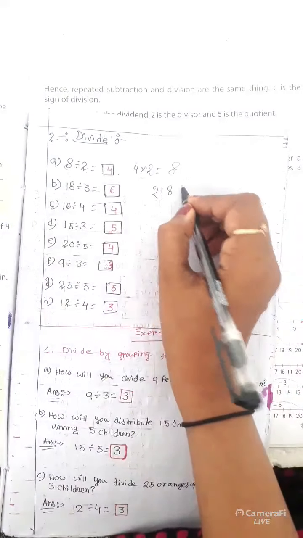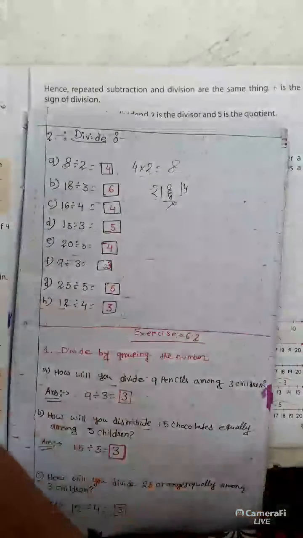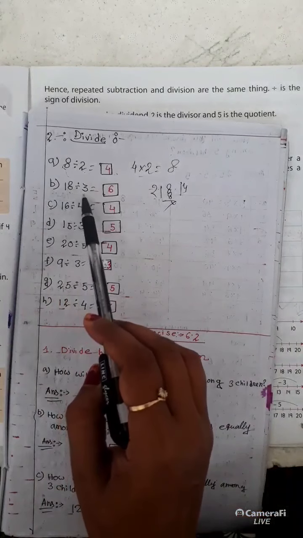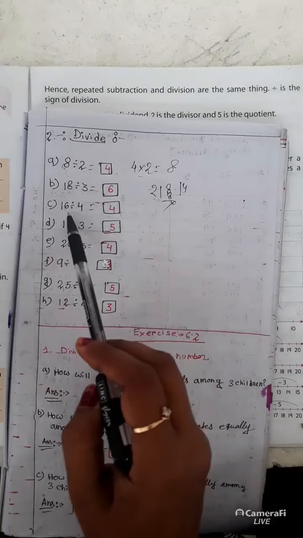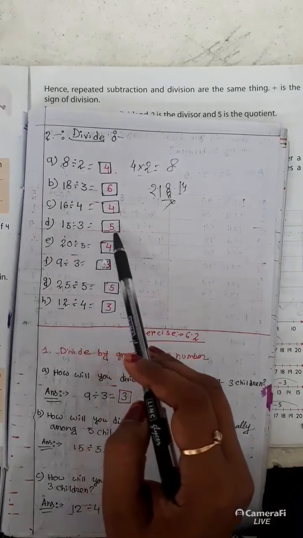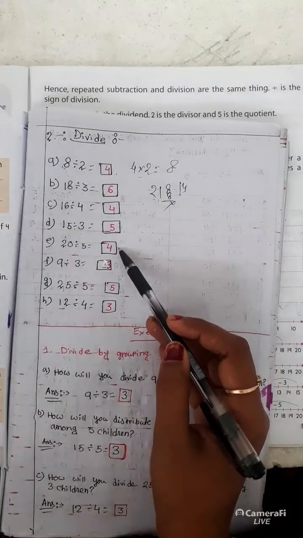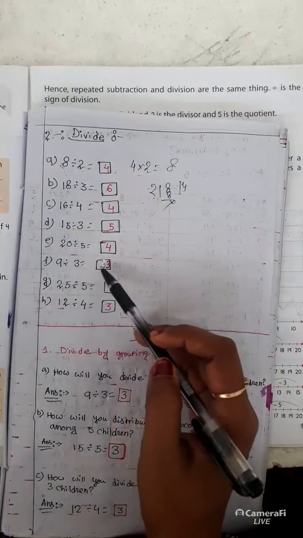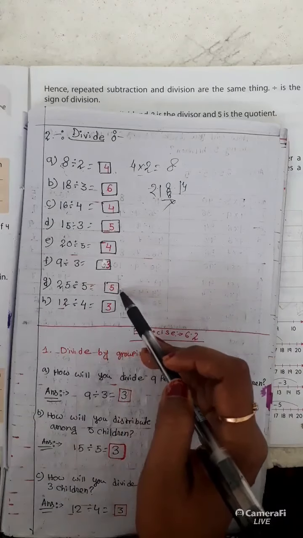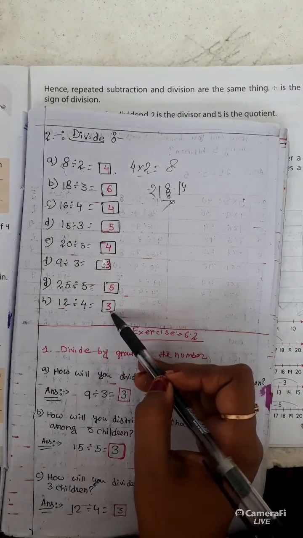Like this we can do it. 2 4s are 8. So, 8 divided by 2 is 4. 18 divided by 3 is 6. 16 divided by 4 is 4. 15 divided by 3 is 5. 20 divided by 5 is 4. 9 divided by 3 is 3. 3 3s are 9. 25 divided by 5 is 5. And 12 divided by 4 is 3.